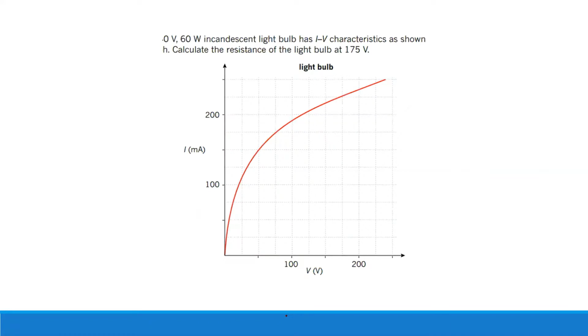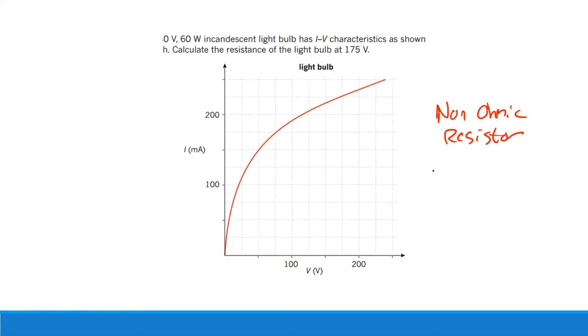A 60-watt incandescent light bulb has an IV characteristic as shown here. Calculate the resistance of the light bulb at 175 volts. First things first, this is a non-ohmic resistor.